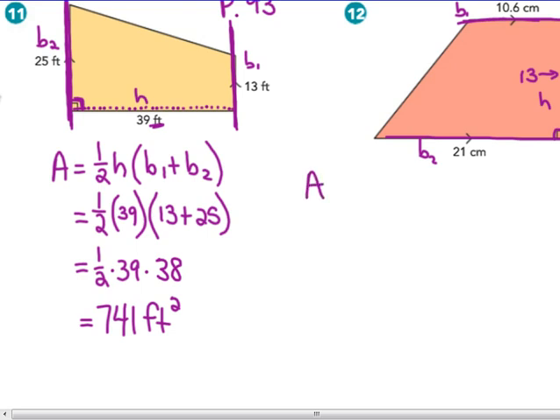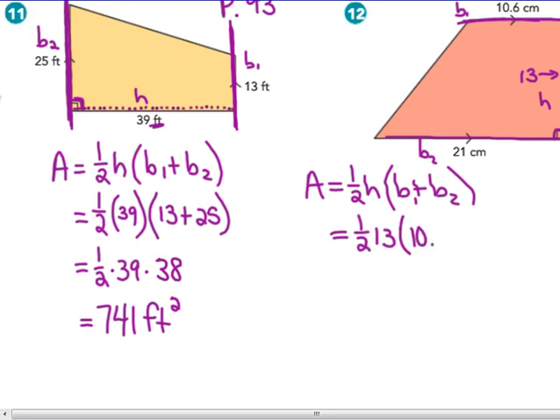So formula, area equals 1/2 the height times the sum of the bases, base 1 and base 2. 1/2 of 13, that's my height. My bases are 10 and 6 tenths and 21. Again, I could add 21 plus 10 and 6 tenths, doesn't matter the order there. So I get half of 13 is 6.5, 6 and 5 tenths. And when I add my parentheses, I get 31 and 6 tenths.